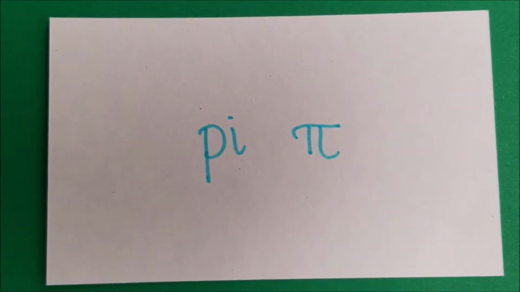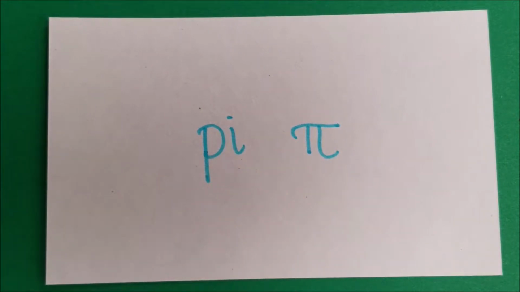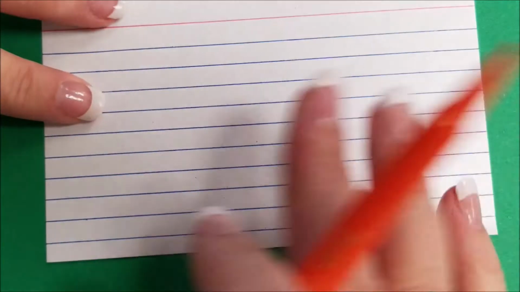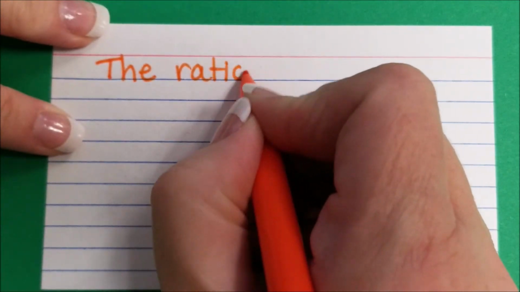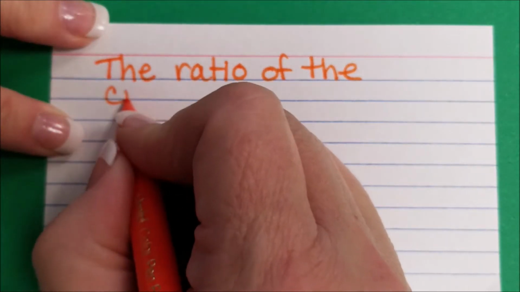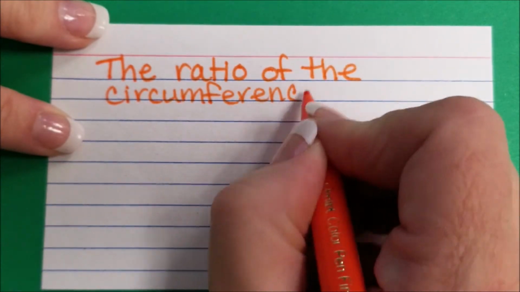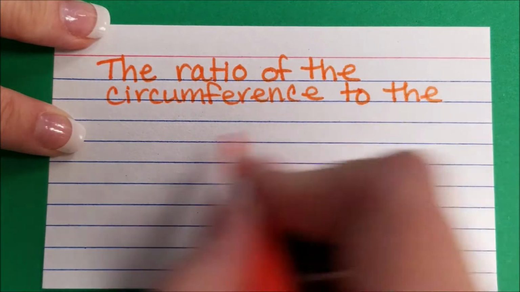Pi, that's a Greek letter that looks like this. It's spelled P-I and it's said pi, but it's a symbol for an actual number that we use in math. And that number is derived from a circle, and it is the ratio of the circumference to the diameter.